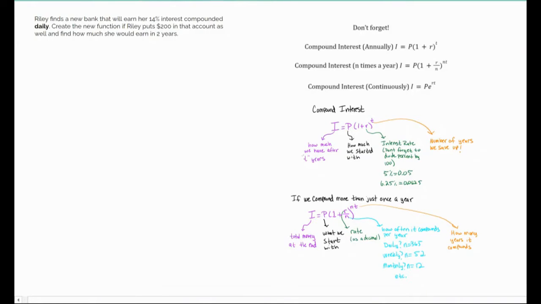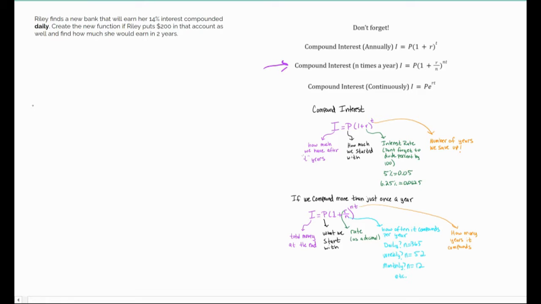Riley finds a new bank that will earn her 14% interest compounded daily. Create a new function if Riley puts $200 in that account as well and find out how much she would earn in 2 years. So in this case, we're using compound interest and it's compounding more than once a year. So in this case here, it's daily.